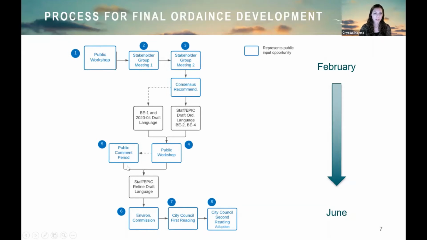and then we will refine the draft language based on comments we receive. And then with that final draft, we'll take it to Environmental Commission for recommendation to go to council. And if Environmental Commission supports it and recommends to go to council, we will take it to council and hopefully get it approved. And as you see on the right here, we're in February now, and our goal is to try to get to council by June before they go on their summer recess.